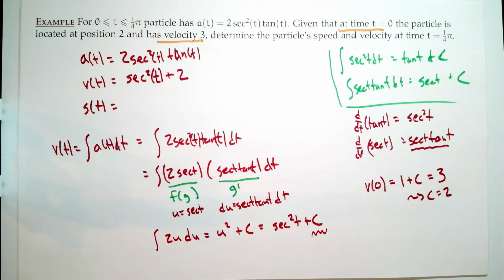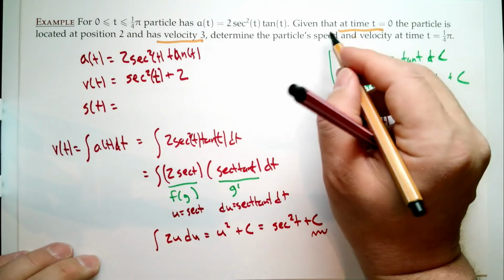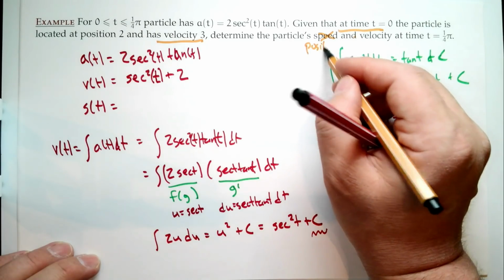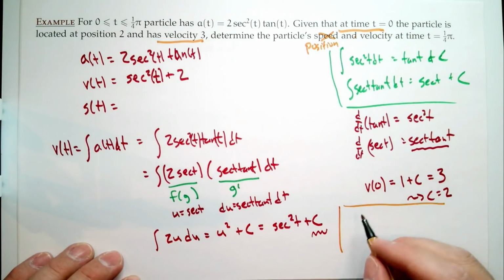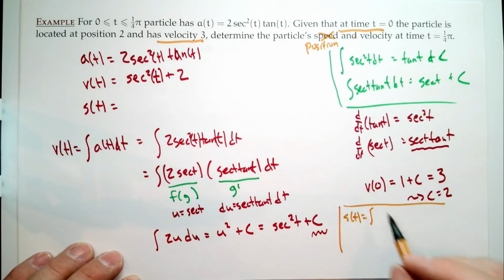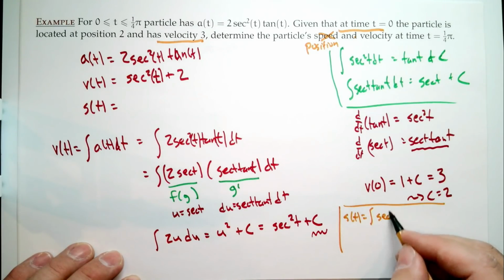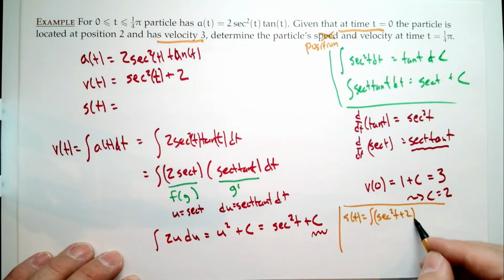Now, we also want position. Position and velocity. Whoops. I said speed and velocity, that's supposed to be position and velocity. Speed and velocity are almost the same thing. All right, we're going to find position and velocity. We could argue that we're done now, but I want to go more. Okay, position. All right, how do you get position? Take the integral of velocity, which, let's hope we can fit it in here. So s of t, it's the integral of secant squared t plus 2 dt.